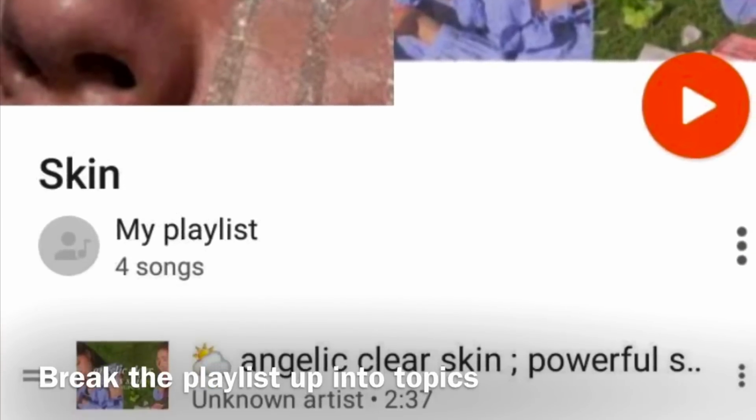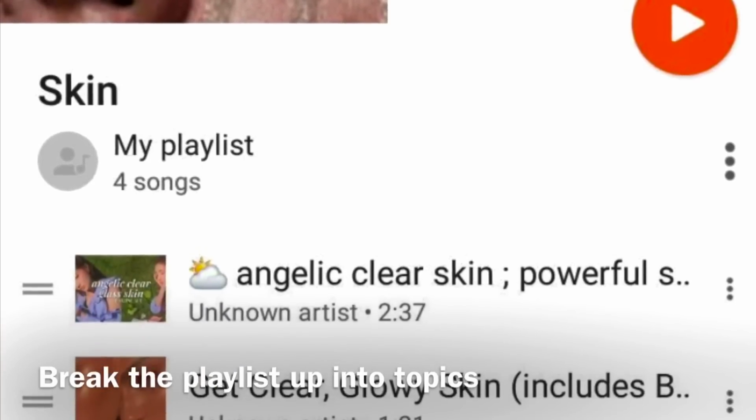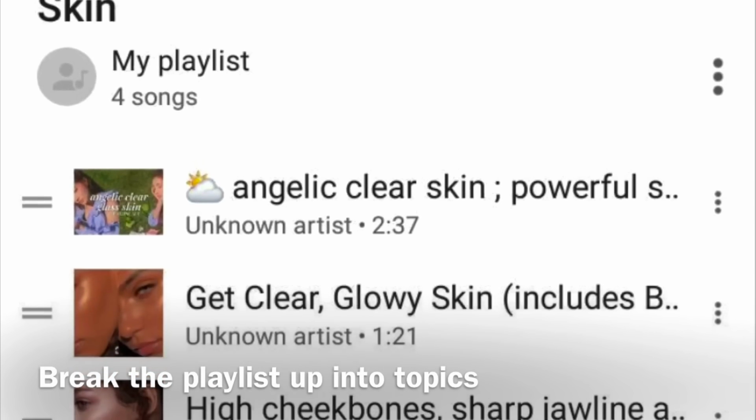So what I do is I break every single playlist down by topic. If I was doing a topic for getting smaller ears, I would put only getting smaller ears subliminals in that one playlist. And then I would have everything else in my other different playlists, and I wouldn't combine them because you just listen to those playlists separately. What that does is it gives your subconscious mind enough time. So you would listen to that playlist for maybe an hour or so, and that gives your subconscious enough time on the same affirmation.